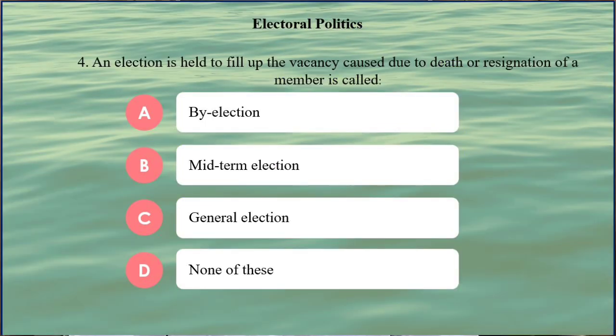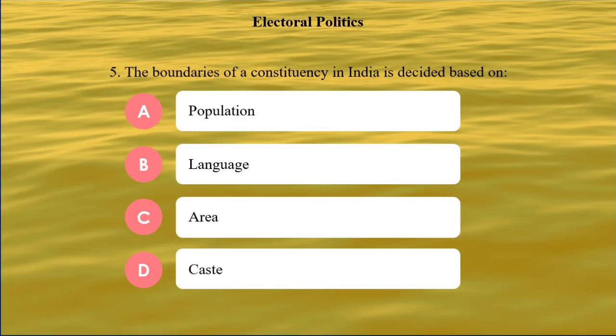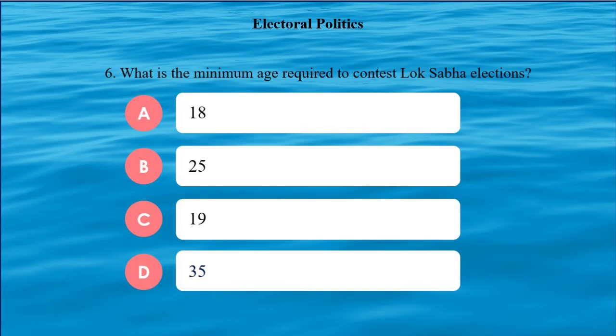An election held to fill up the vacancy caused due to death or resignation of a member is called by-election, so option A is correct. The boundaries of a constituency in India are decided based on population, so option A is correct. What is the minimum age required to contest Lok Sabha elections? 25 years, so option B is correct.